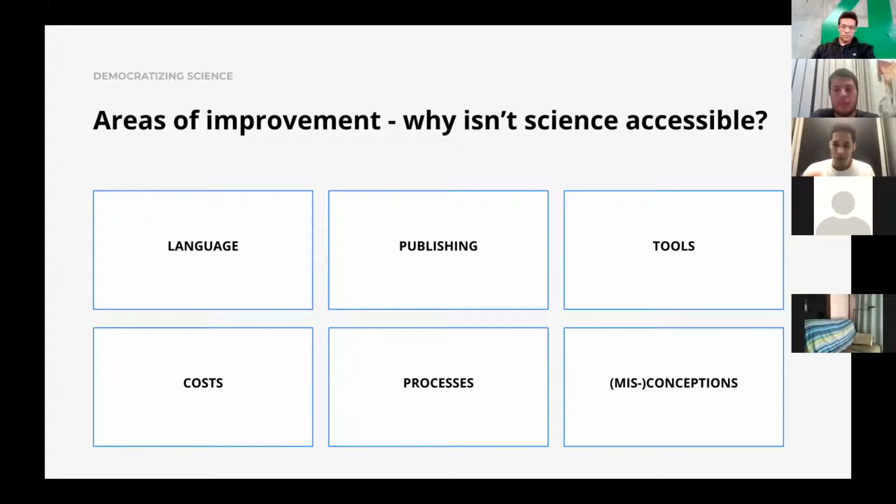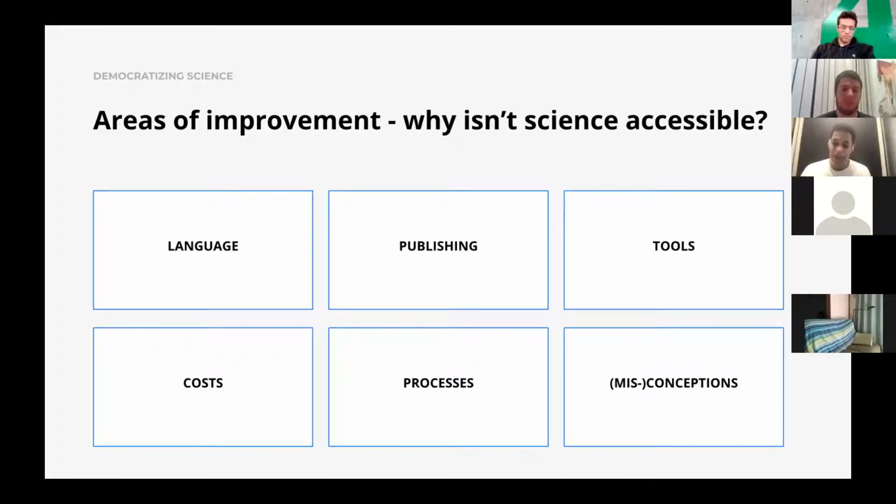Another area, tools, and I'll talk a little bit more about that, but the tools that scientists use can be very complex, and in some cases they don't really need to be that complex. Cost, I think that's pretty straightforward. Some lab equipment is very expensive. Again, I don't necessarily think it needs to be as expensive as it is, but just because there's no competitors, that's just what the cost is, and it's set by the companies producing it, and they hold all of the intellectual property behind that. So yeah.